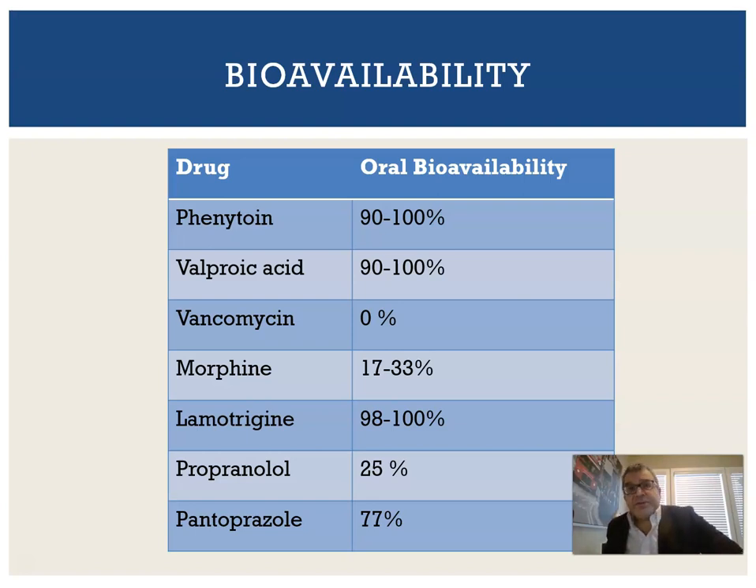As I mentioned, bioavailability also determines the systemic exposure. If you look at oral vancomycin, the bioavailability is 0%. What does it mean? If you take oral vancomycin, it will not be absorbed. It will not reach the systemic circulation. So oral vancomycin cannot be used for treating systemic infections because it's not absorbed, right?